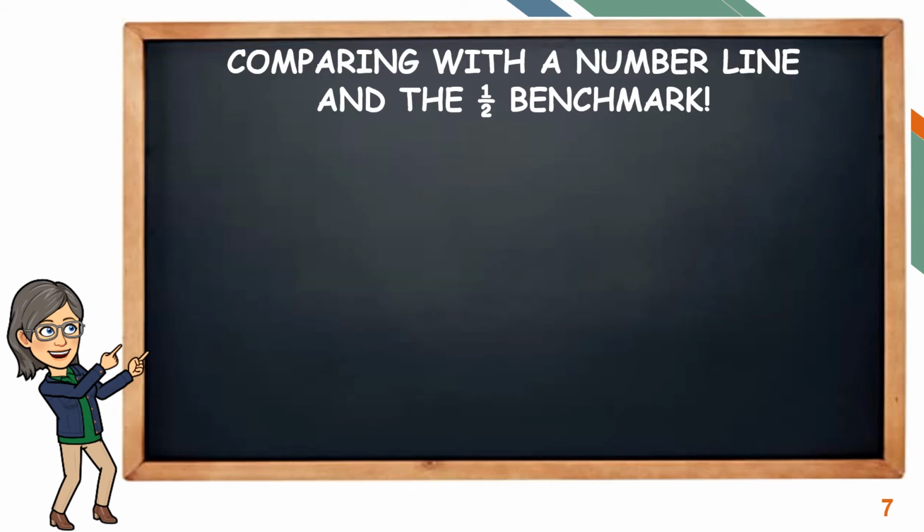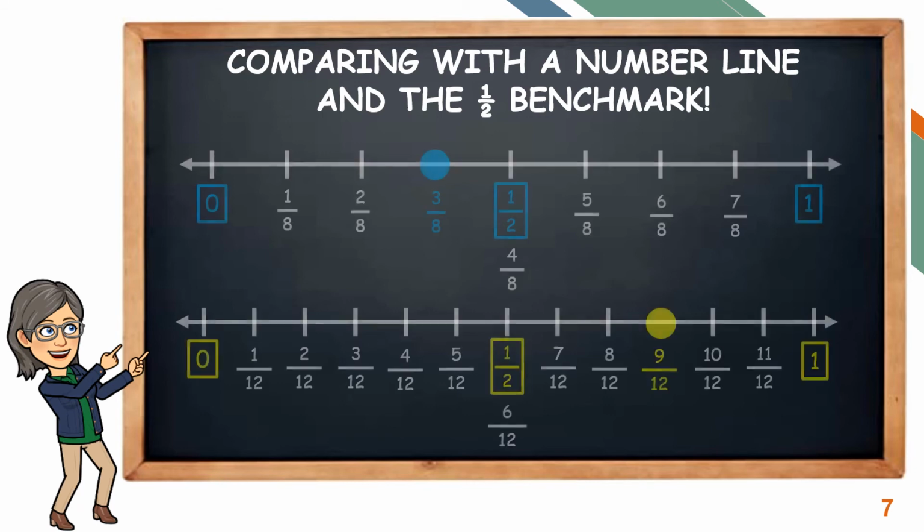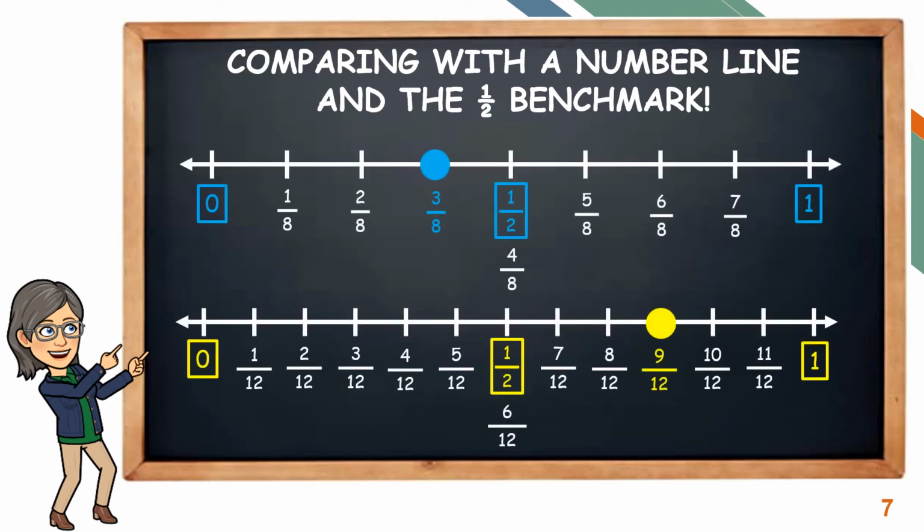Another way to compare those same two fractions, 3/8 and 9/12, using the benchmark 1/2, is to place the fractions on a number line, which is what we have here. The first number line shows a blue 3/8 with a dot and 1/2 in blue. The second number line shows a yellow 9/12 with a yellow dot and 1/2 in yellow. You can easily see that the blue 3/8 is less than 1/2 and the yellow 9/12 is greater than 1/2.